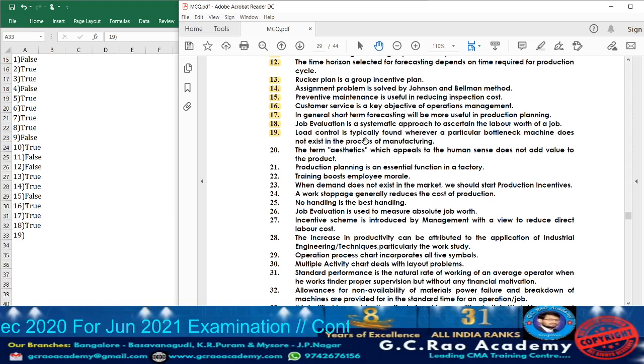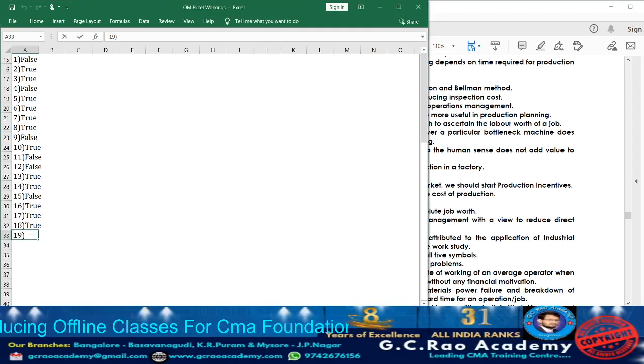What they're telling, load control is typically found wherever a particular bottleneck machine does not exist in the process of manufacturing. Usually, when a bottleneck machine exists, in that situation the load control is going to exist, but here they are telling it does not exist. So accordingly, statement 19 is false. Now moving on to statement 20.